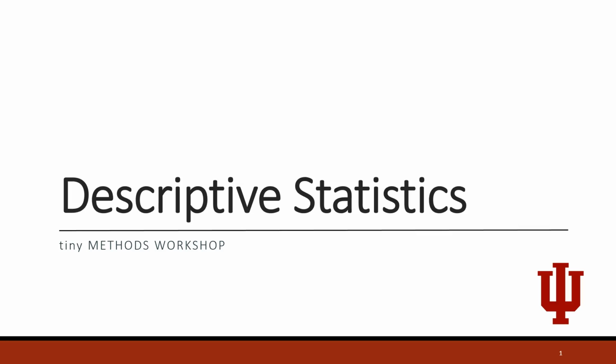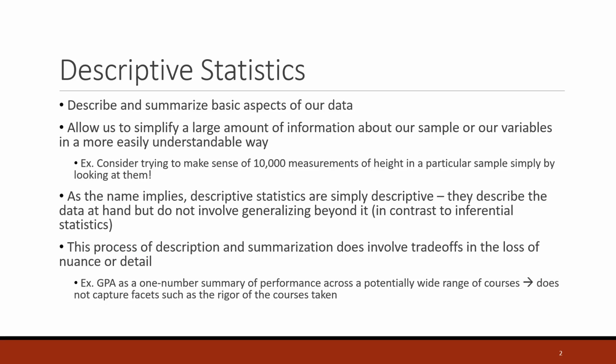In this Tiny Methods workshop, we're going to be talking about descriptive statistics. So descriptive statistics describe and summarize basic aspects of our data. They allow us to simplify a large amount of information about our sample or our variables in a more easily understandable way. So imagine trying to make sense of, say, 10,000 measurements of height in a particular sample simply by looking at them. That's a lot of information to process just by a glance.